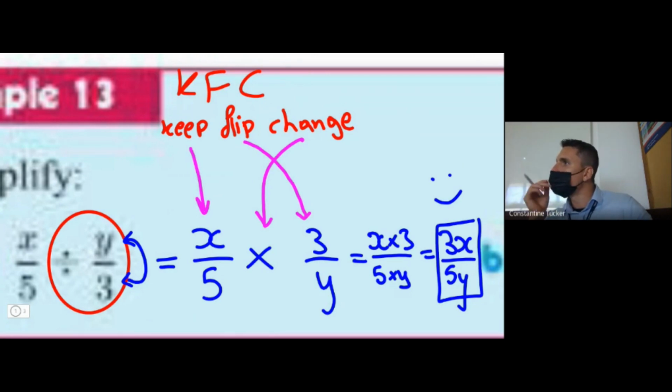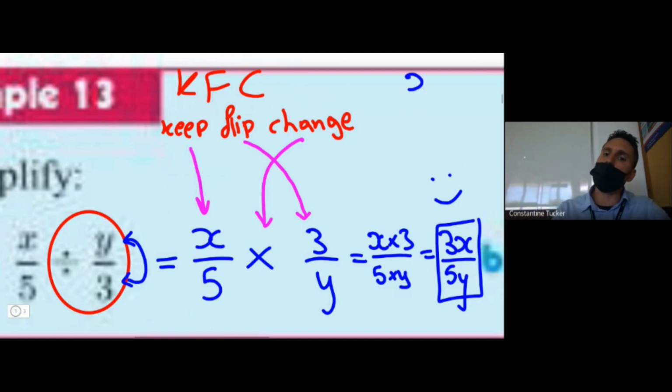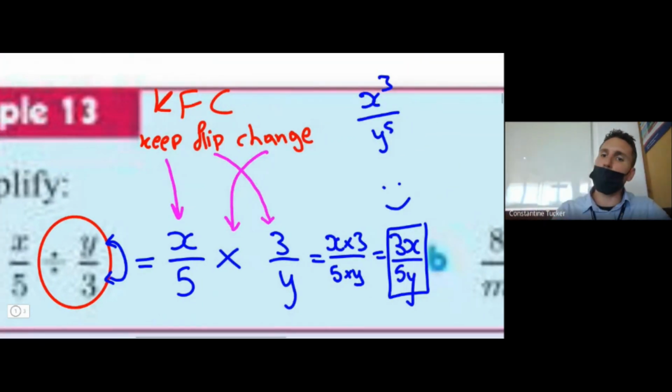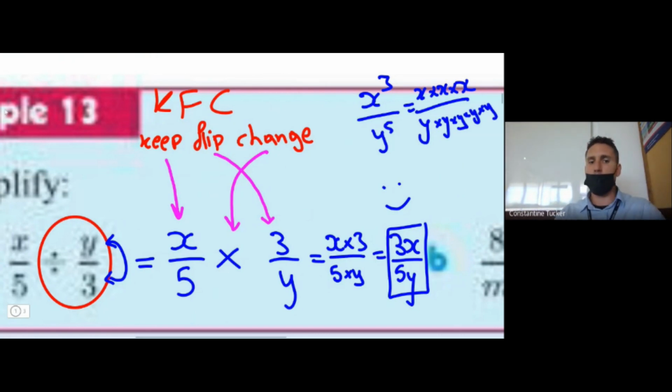So you're thinking maybe x cubed and y to the power of 5. Yeah. Now the problem with this is this would mean you've done x times x times x divided by y times y times y times y times y. But I only see one x and one y here. So this is very, very different to saying I'm going to multiply by 3.